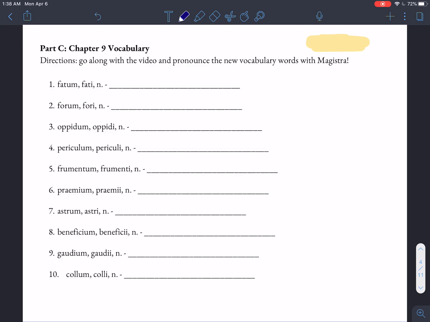Okay, and that means fate. Like the fate of the dude was to conquer Rome, right? Okay, number 2, please repeat after me. Forum, fori, neuter. Okay, and that simply means it's the public square, marketplace.